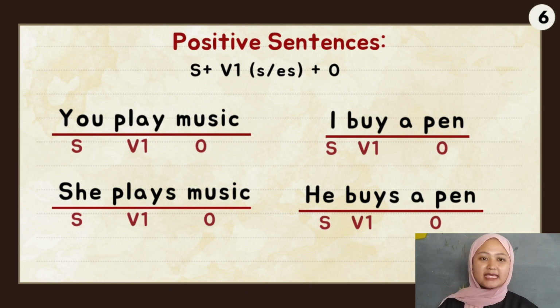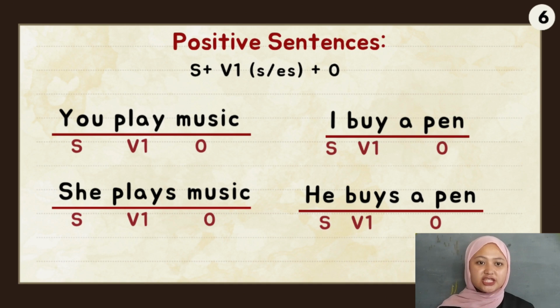Next example is she plays music. She is subject, plays is verb 1, music is object. Next example is he buys a pen. He is subject, buys is verb 1, a pen is object.